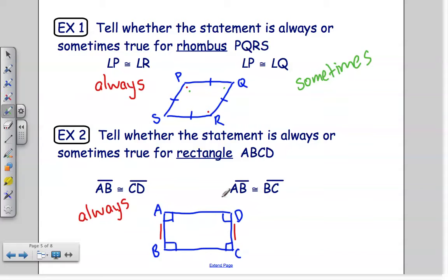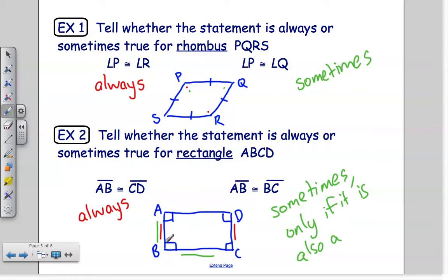For this one, is side AB congruent to side BC? Well, in this case, these are next to each other. Now, a rectangle does not have all four sides congruent necessarily. So this is a sometimes. They're probably not congruent. They're most likely different lengths. This would only happen if this was a what? Only if it is also a what? Where would the sides be congruent? It already has right angles because it's a rectangle. If these sides are congruent, it means all the sides are congruent, so that would only happen if it's also a square.